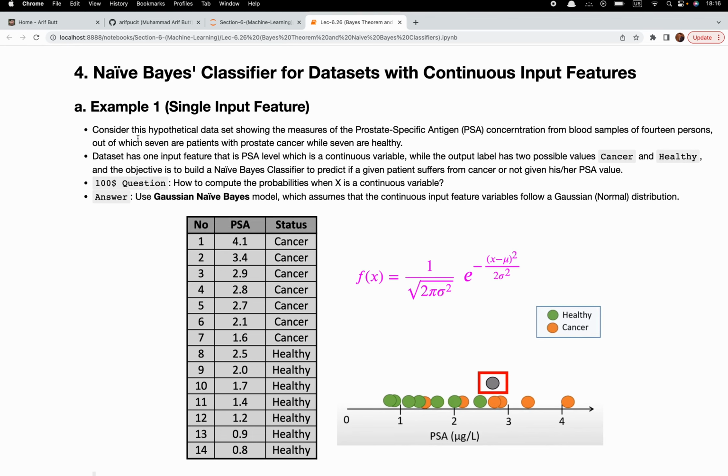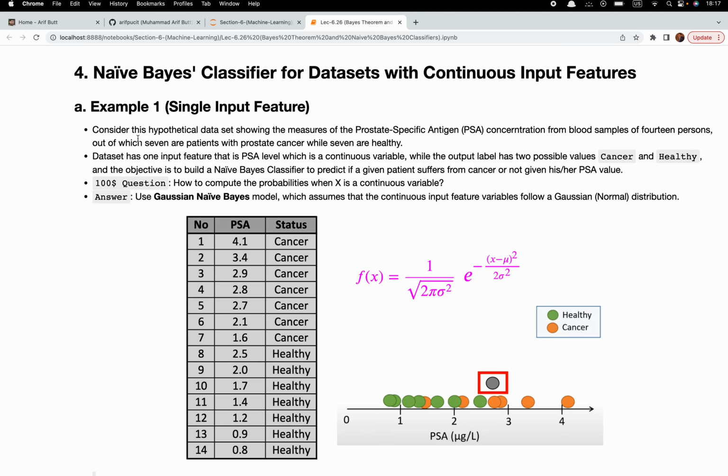I think enough of examples of naive Bayes classifier for datasets having discrete input features. Let us now do 1 or 2 examples of continuous input features. So far we have seen that the axes or the input columns of our dataset are categorical variables. But what if they are continuous variables?